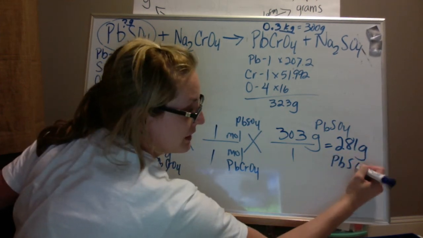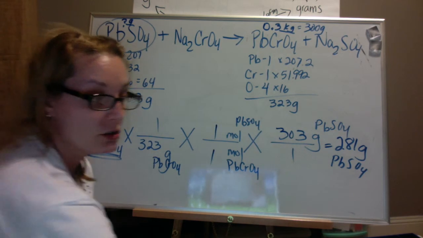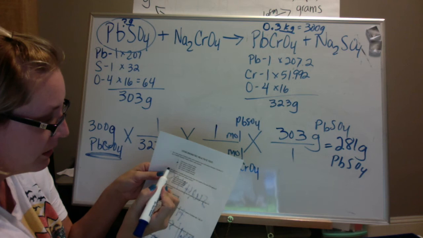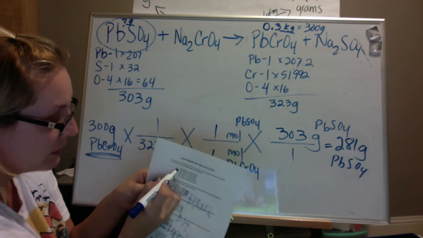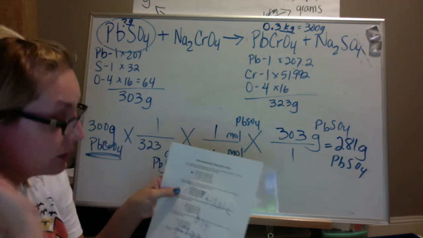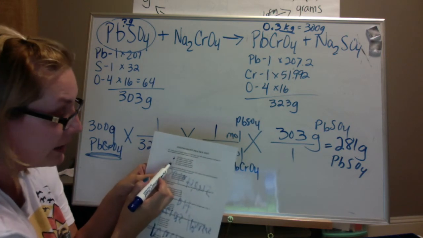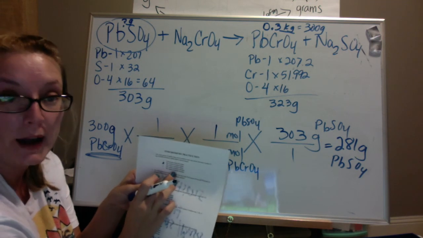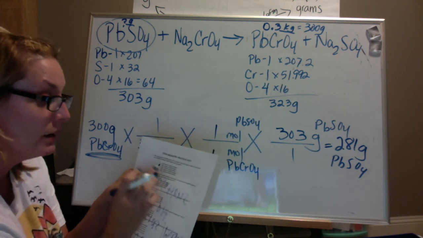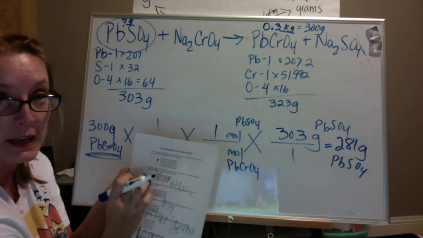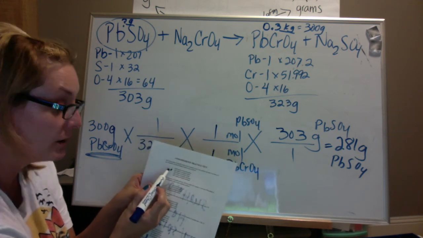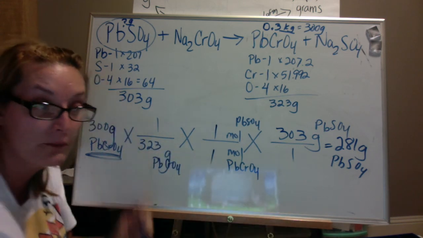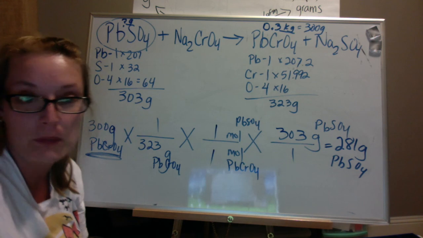I want to check to make sure it's one of my choices. It is. It's letter B. Notice that. Look at B and look at E on your sheet. B and E are both 281.5. But you want to make sure that you pick the right substance. It asks you to find how many grams of lead sulfate, and that would be letter B, 281.5 grams of lead sulfate. So make sure you're choosing the correct answer. Be very careful about that. Okay? So that's number 1.